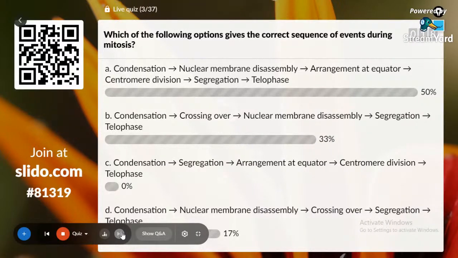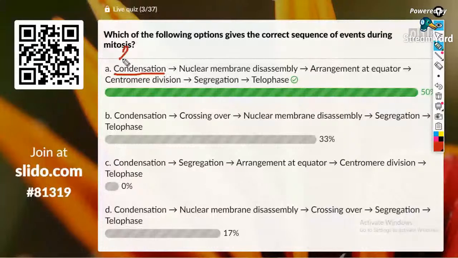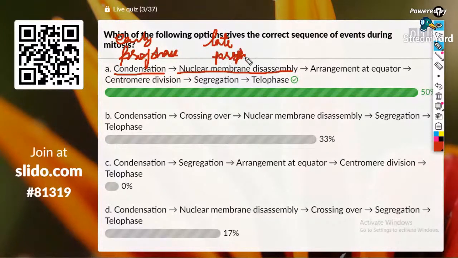So 50% with option A, and it is the correct answer for the question. Look, how is that possible? Condensation of chromosomes takes place during the prophase stage. Nuclear membrane disassembly takes place in early prophase stage. You can see condensation of chromosomes, then nuclear membrane disassembly takes place during the late prophase. During the late prophase, you can see the nuclear membrane disassembly.